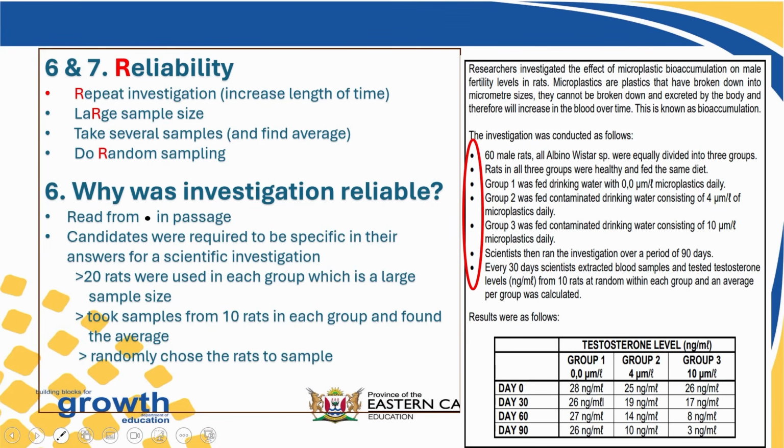So they took 10 samples from 10 rats, and found an average. The third thing that made this investigation reliable is they randomly chose the rats for their samples. If we read here in the investigation, they randomly chose the 10 rats, which makes it reliable.